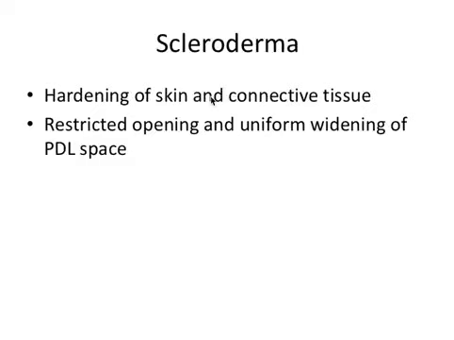And now we have scleroderma, which literally translates to hard skin, and it refers to hardening of the skin and connective tissue. Now, how does this apply to the dental world? Well, if you think of the skin hardening and the connective tissue being tougher, it's going to make opening the mouth a bit more difficult. So we're going to have restricted opening and uniform widening of PDL space.